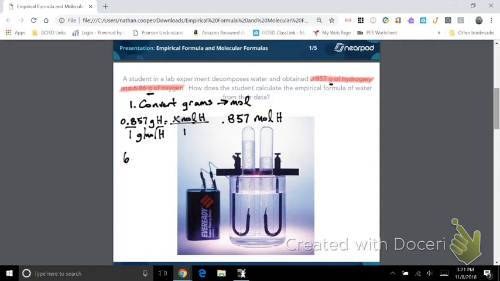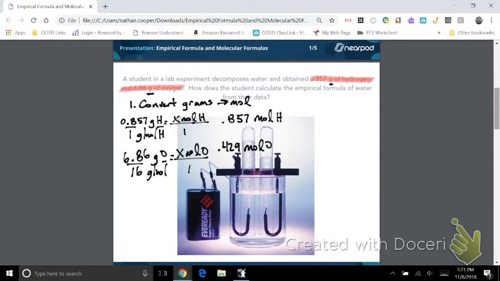Well, I have 6.86 grams of oxygen, and I need to change grams of oxygen to moles of oxygen. The molar mass of oxygen is 16 grams per mole. So I'm dividing that many grams by 16, and that gets me the answer of 0.429 moles of oxygen. So I did the first step.